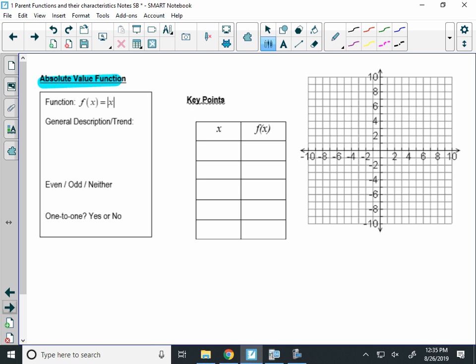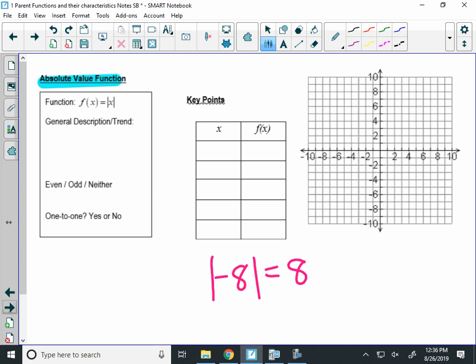This next one, I don't know, some of you have seen it, some of you might not have. The absolute value function. What's the absolute value of a number? Yes, it's distance from 0. So remember, when I took the absolute value of any number, what was the answer? It was always the positive version of it. All right, so that's going to help us.